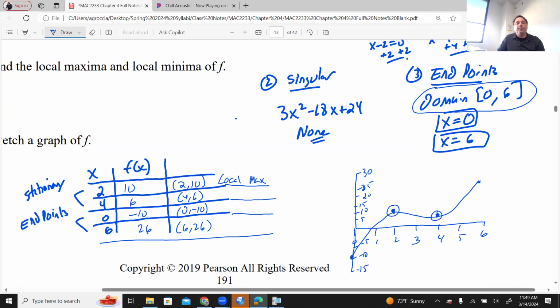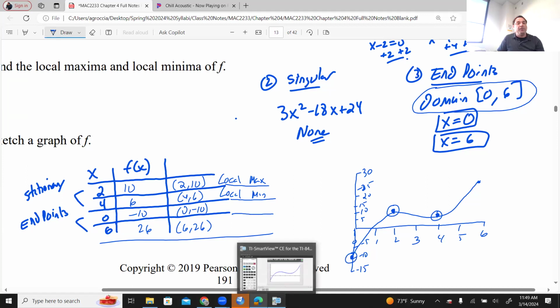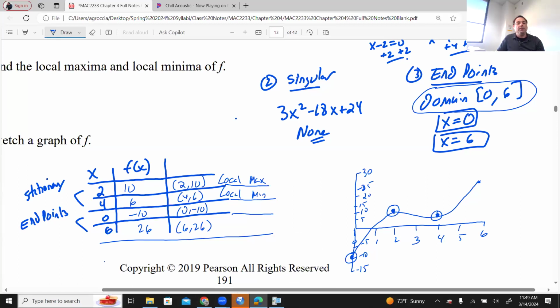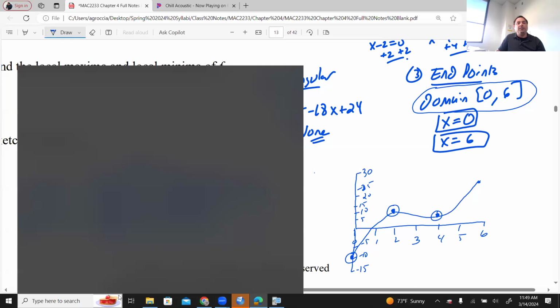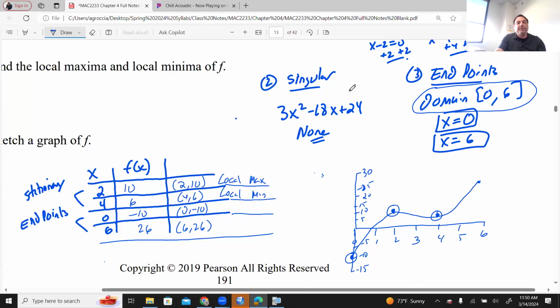4, 6. What do we have there? Local min. How do I know it's a min? It's the bottom of a valley. To the left and right are higher. You have to walk down to it. 0, -10. Be careful. What do you have there? A local min, right? We have a local min. And again, if you're like, how is it a min? To the right is higher. You have to walk down to it. A couple different ways of looking at it. And then what do we have at 6, 26?